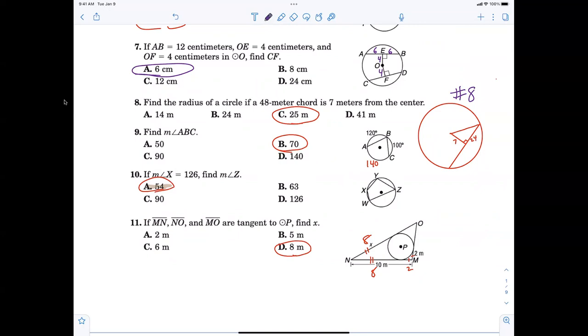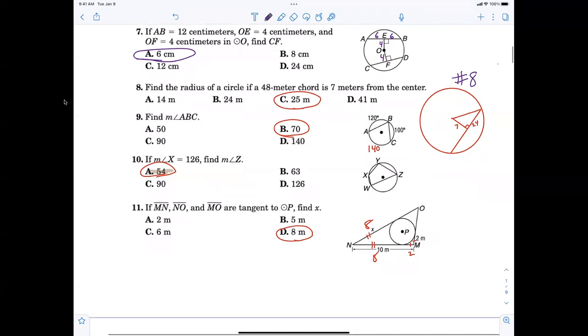Okay, what about number 11? Does everybody agree this is kind of just knowing the rules, right? A couple formulas. All right, flip the page.